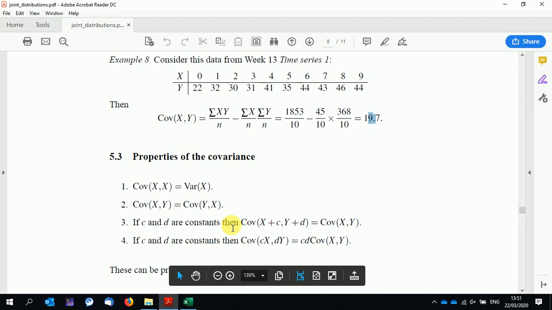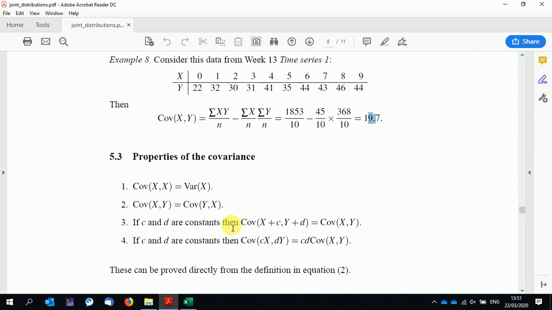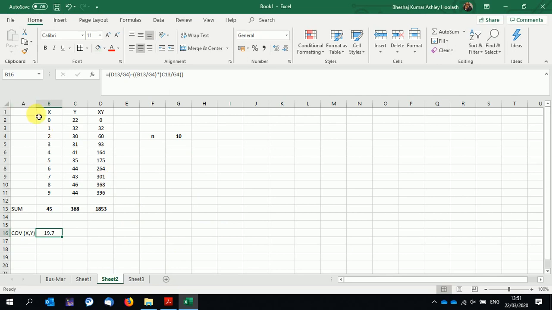Some properties. If I'm comparing one data with itself, I don't think it's something that needs to be elaborated further. If I'm comparing one data with itself, then clearly it would mean that I'm trying to find the variance of that particular data. Covariance of x and y is the same as y and x. Still very clear because I can swap the columns. I'm still going to get sum of x, sum of y, sum of xy, and I'm still going to get the same value.